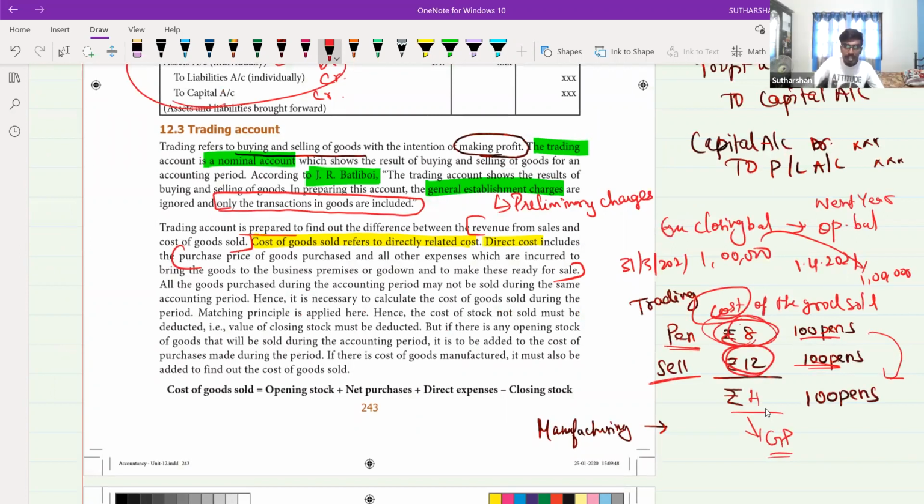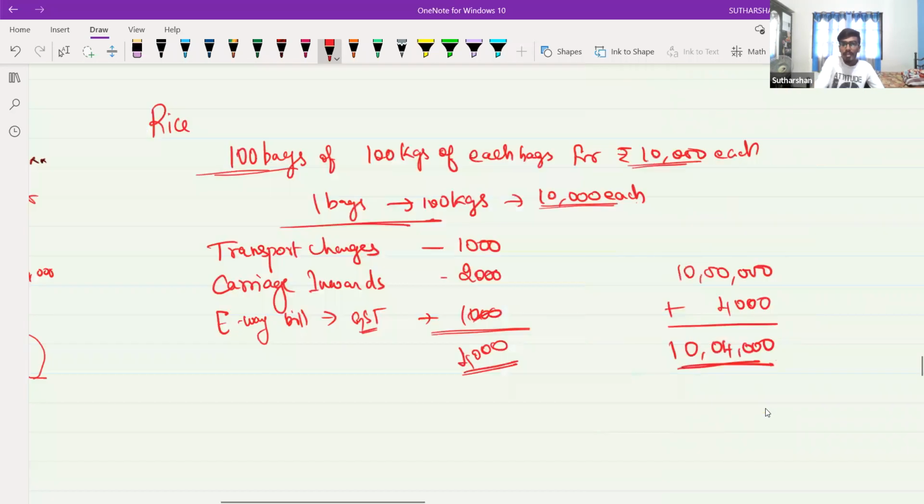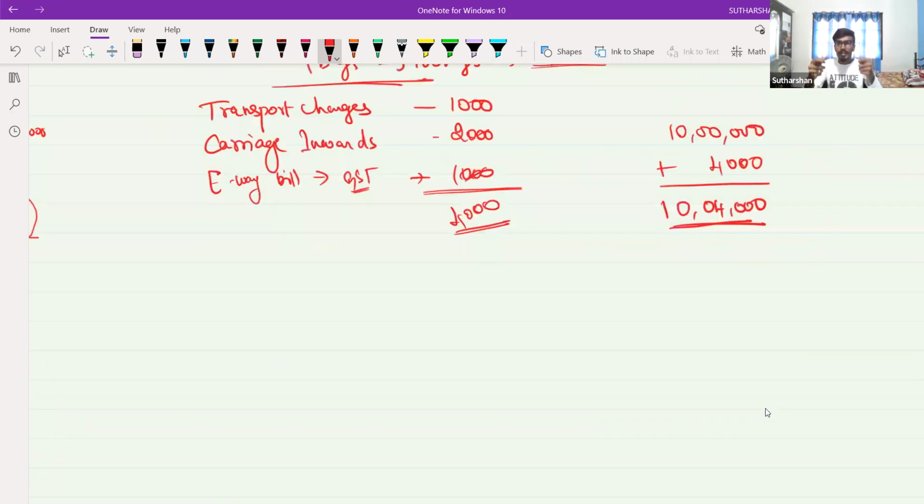And one more thing I will explain. To make this ready for sale, what is ready for sale? I have bought 100 gunny bags, each bag of 100 kilos, 100 bags in total. I can sell it as it is to everyone. I sell it in a retail business.